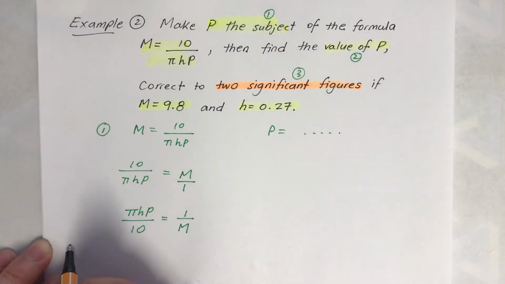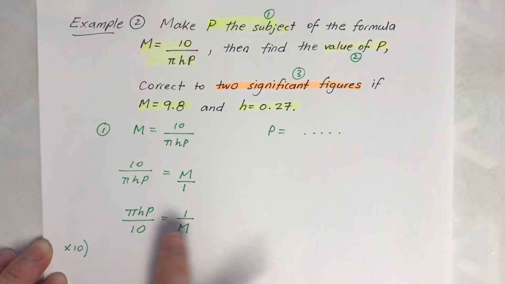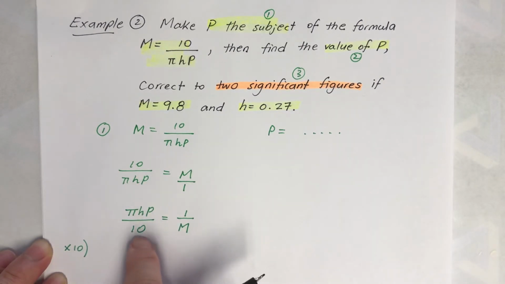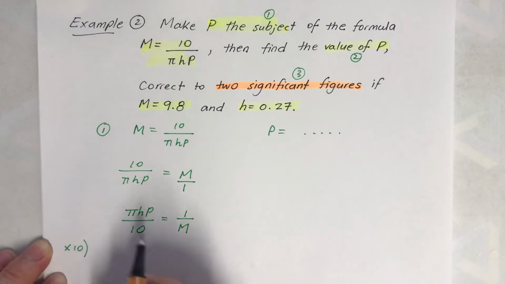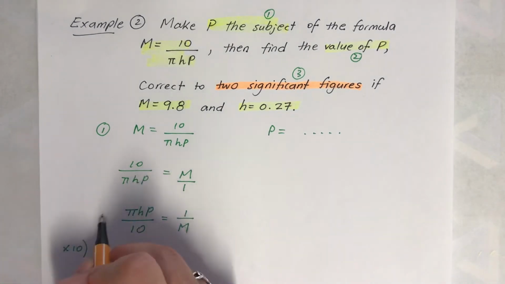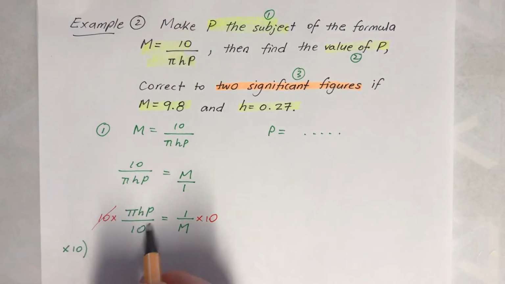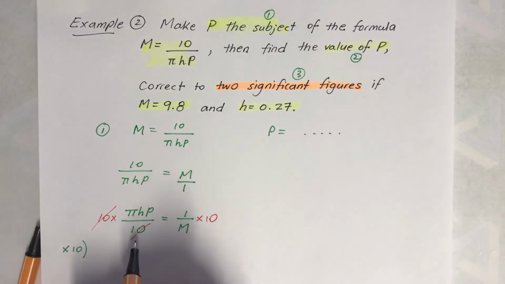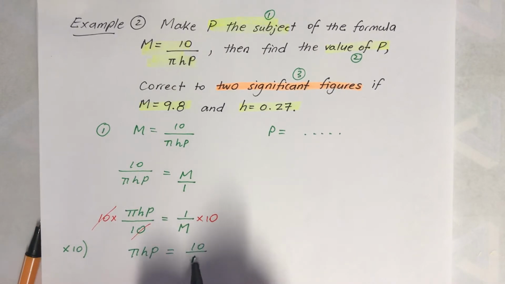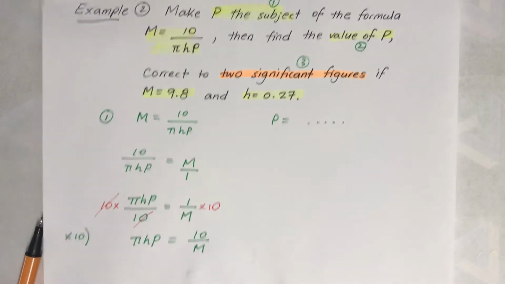Now I'm going to do times by 10 on both sides because I don't want this 10 on the bottom. So when I times by 10 on here, I can cancel this 10. I'm left with pi H P equals 10 over M. And then what do I do?